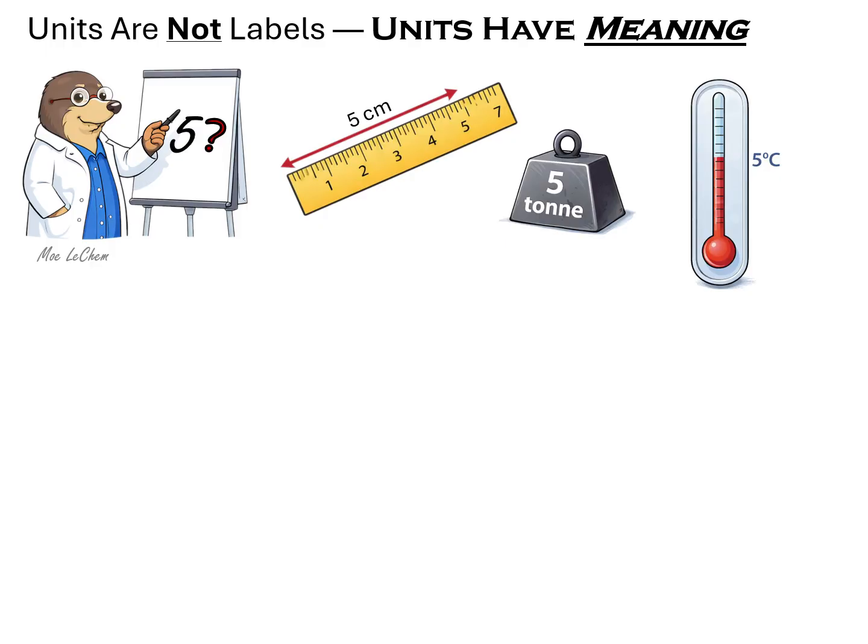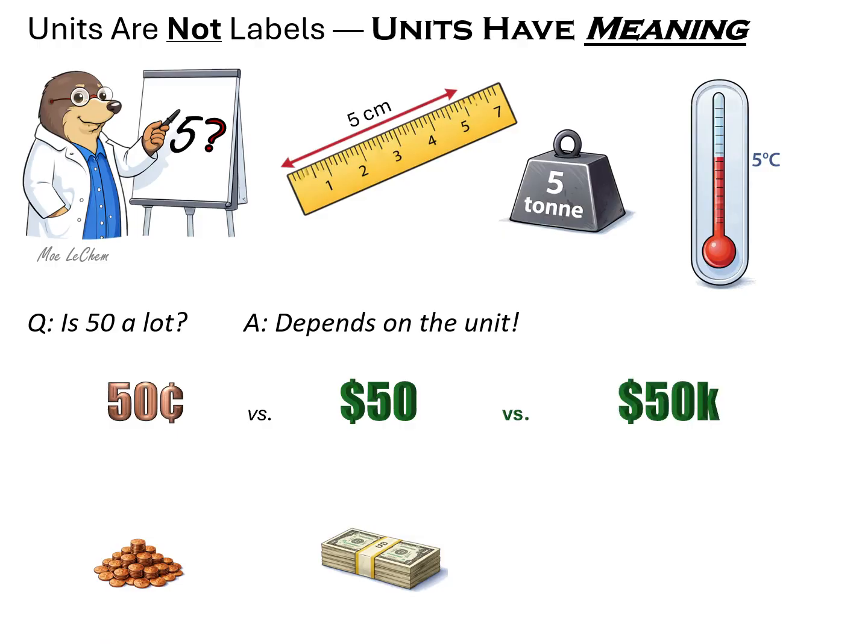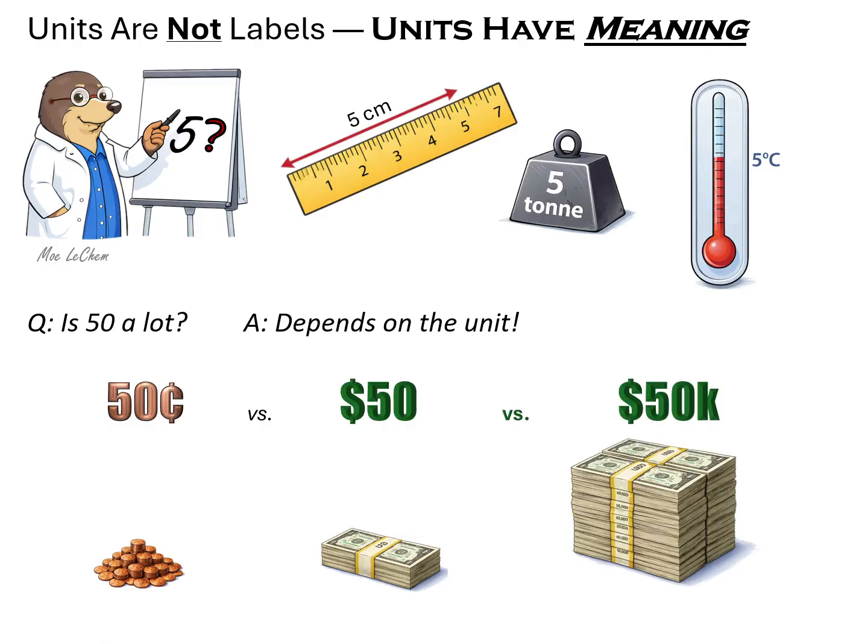Another example that may be a little bit more meaningful at this point in the semester is the question, is 50 a lot? Again, it depends on 50 of what. So we have to know what the unit is. So hopefully, one would presume that you would know that 50 cents is a lot less than $50, which is a lot less than $50,000. Notice how I snuck in a little metric prefix there with the K, because K means thousand.